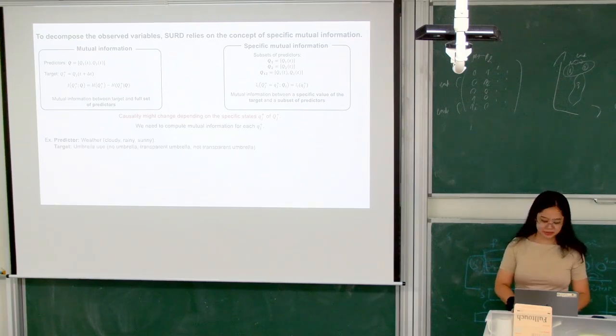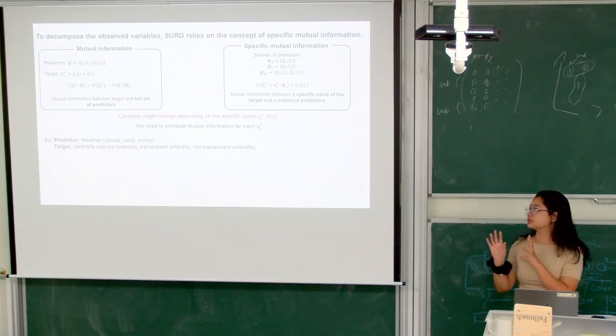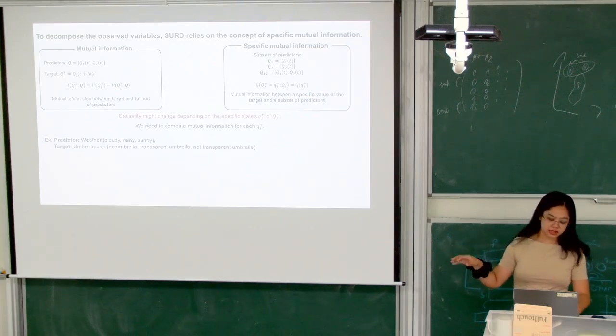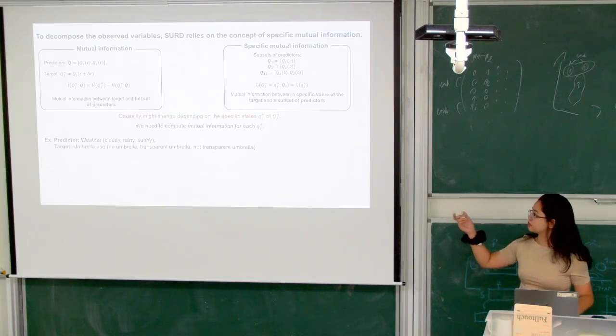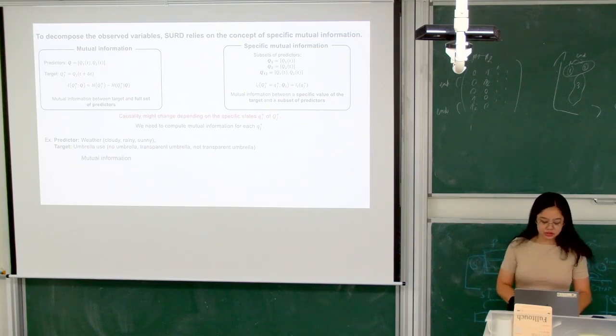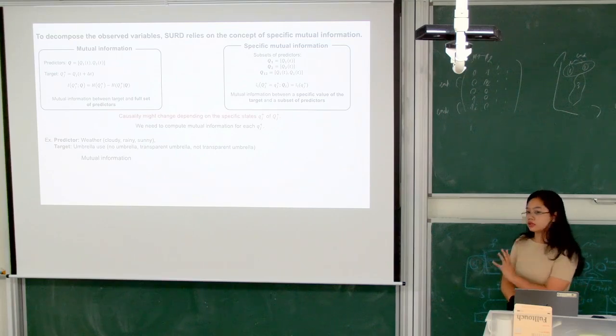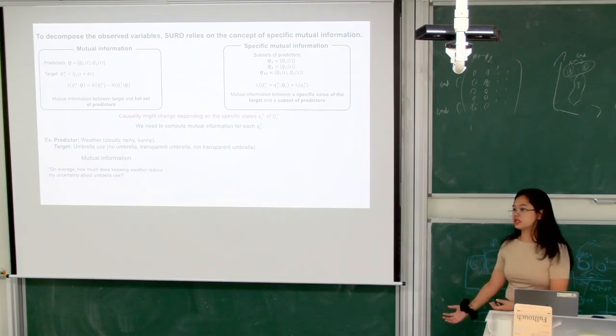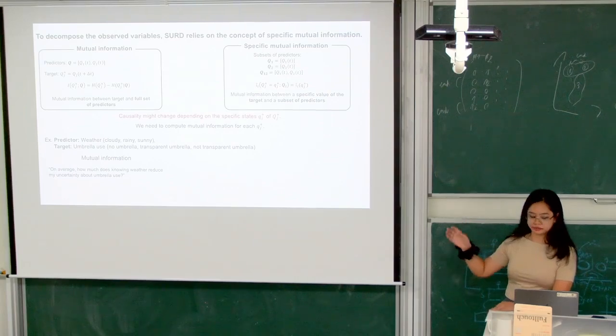So let's take a look at an example. Let's say we have one predictor, the weather. The weather can be cloudy, rainy, or sunny, and the target can be the use of an umbrella. There are three cases: no umbrella, transparent umbrella, or a non-transparent umbrella. So for mutual information, what it gives us in this case is, on average, how much does knowing the weather reduce my uncertainty about umbrella use? So it's giving you the average uncertainty, whatever case you consider.